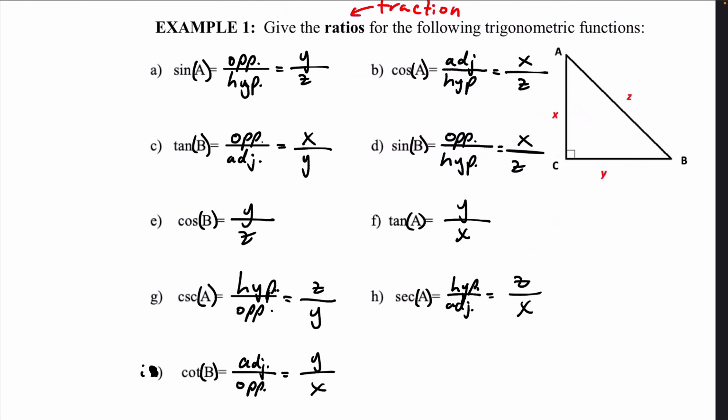The next 2 problems are exactly the same. The only difference is they're going to give you numbers instead of letters. It's not going to be X, Y, and Z. It's going to be numbers.